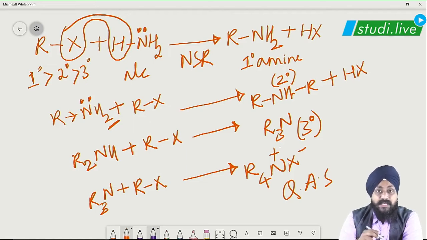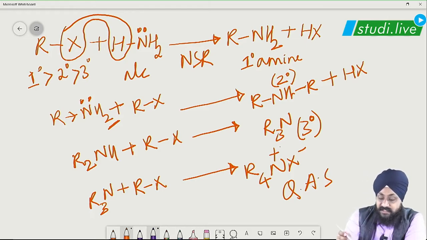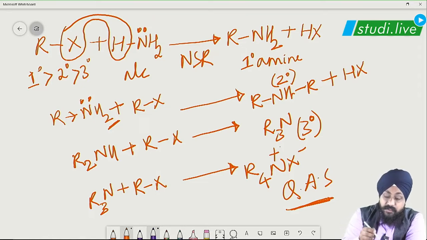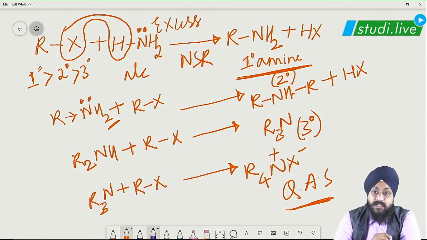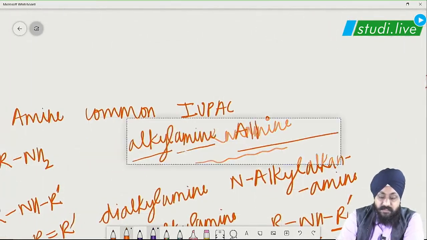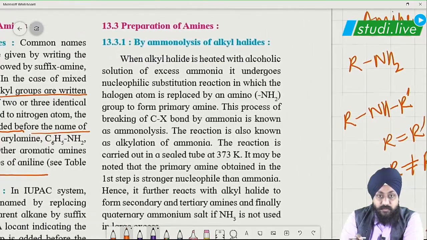So you get primary amine. Primary amine reacts again with alkyl halide to give you secondary, secondary again reacts with alkyl halide to give you tertiary, and tertiary again reacts with alkyl halide to give you quaternary. So students, if you have taken alkyl halide in excess, your major product is going to be QAS. And if you take ammonia in large amount, then your main product is going to be primary amine.